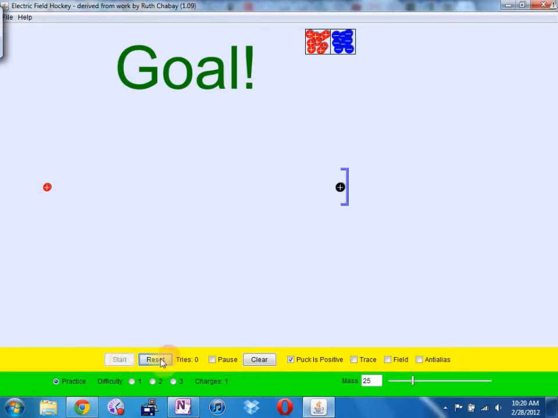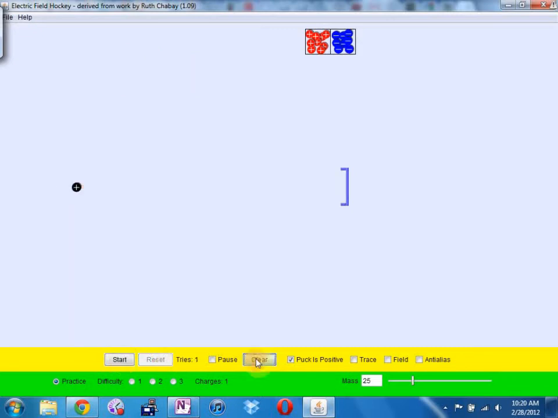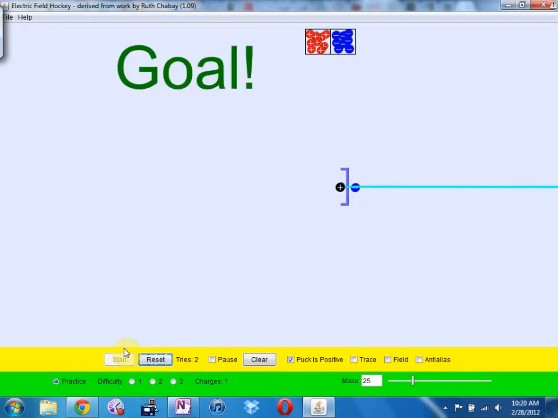Or I could put a negative charge right here so it gets attracted. Oh, wait a minute. Once it goes past, the electric field's in the opposite direction, isn't it? Maybe I'll put a negative right there. Oh, I should put it right there. Okay, that's level 0.